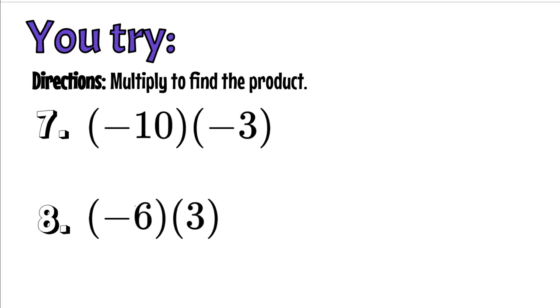Now it's your turn to try some examples. In numbers 7 and 8, multiply the two integers to find the product. Pause the video and do that now. Hopefully you were able to complete number 7 and 8 on your own. In number 7, we had negative 10 times negative 3. The signs are the same, so we have a positive product, 30. Number 8, we have negative 6 times positive 3. Their signs are different, so our product is negative, negative 18.